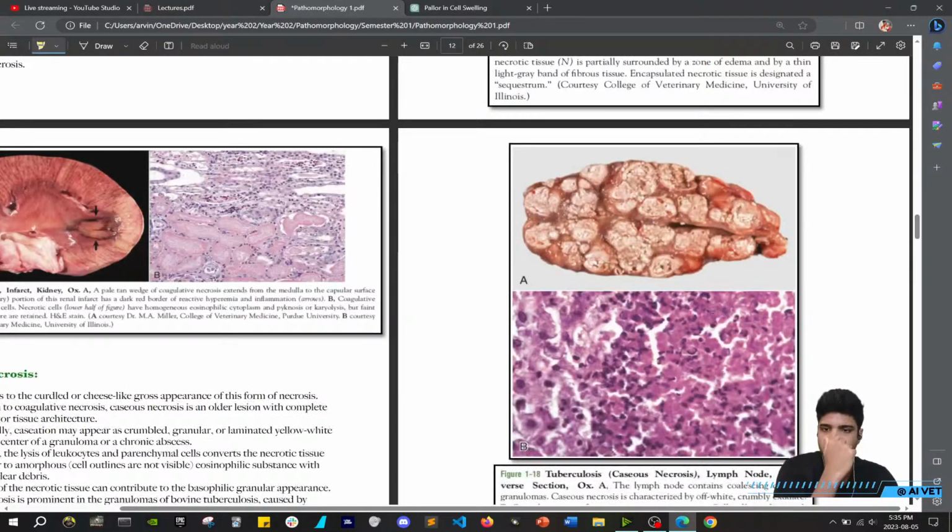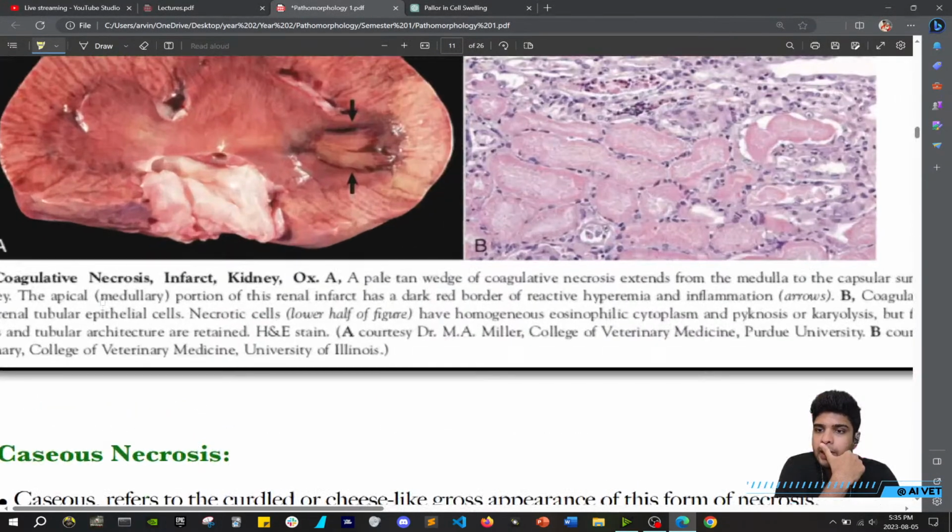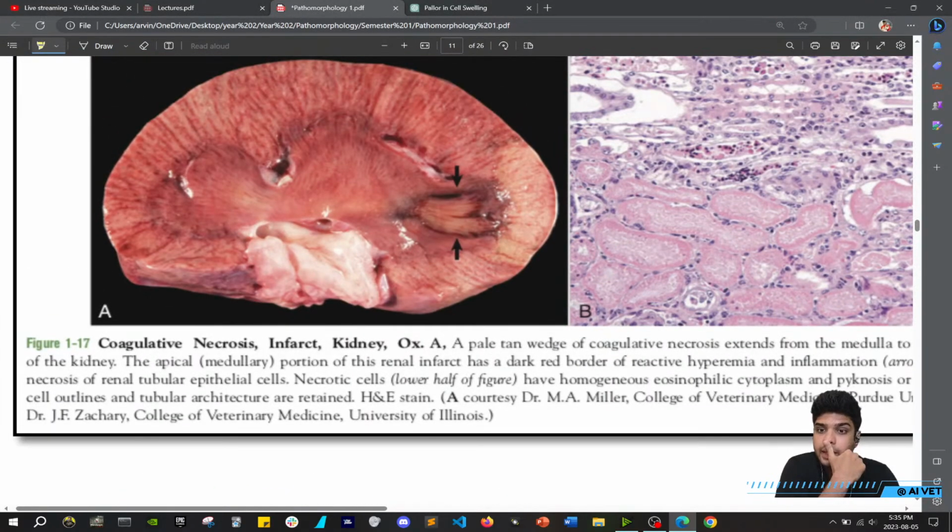This is good. Again, coagulative necrosis of the kidney. It looks like this. Okay, here the arrow is shown.